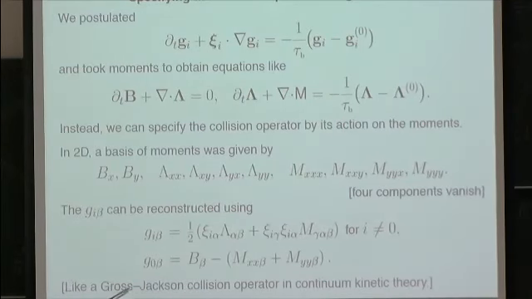This is just like doing a Grad-Jackson collision operator in continuum kinetic theory. You specify what you want for so many moments, and then in continuum kinetic theory, you just use a BGK approximation for the rest. In discrete kinetic theory, I can just specify everything.